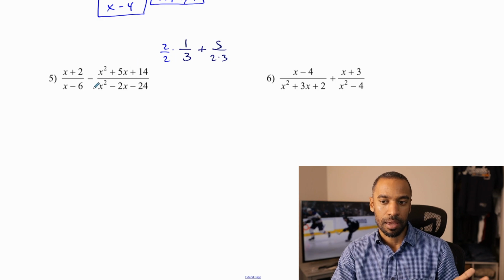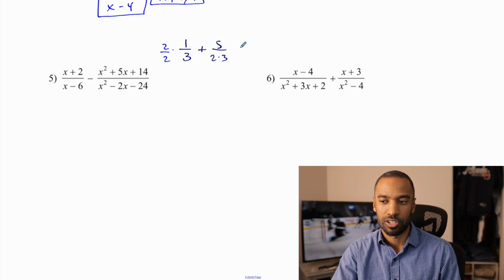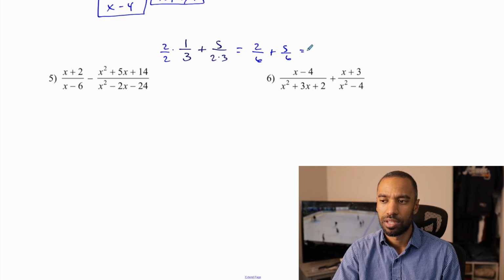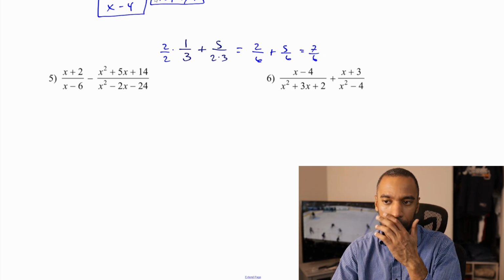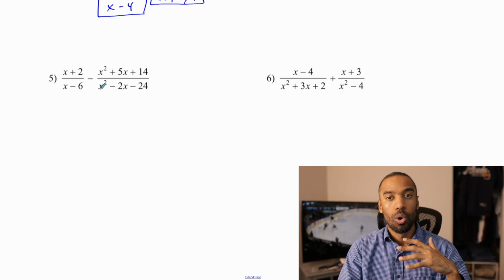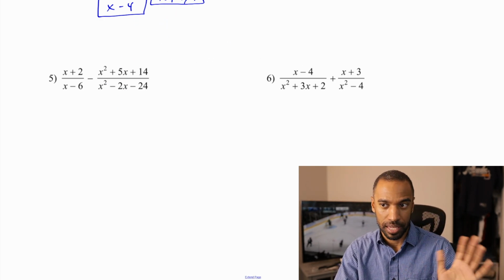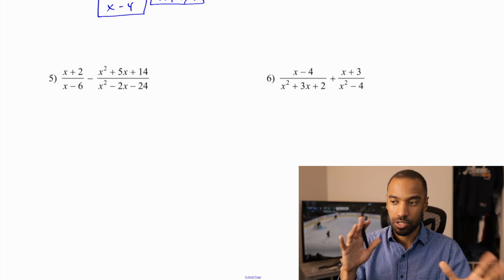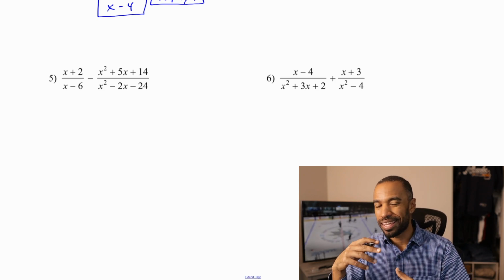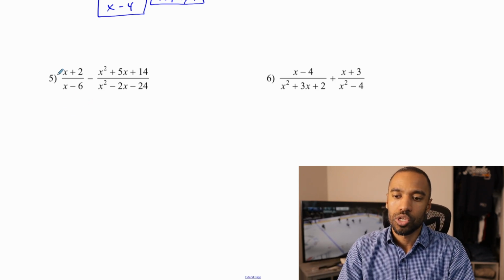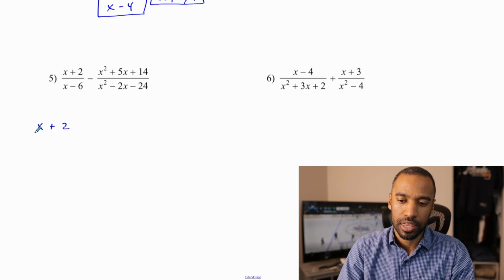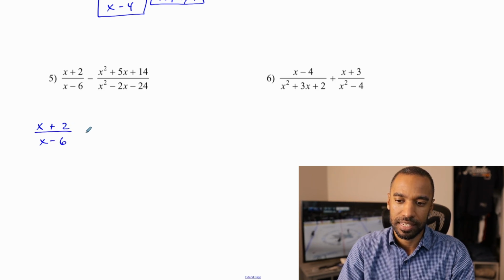In these numbers, we'll probably leave them factored, but here, of course, we can turn that into a 6, where we get 2/6 plus 5/6, 7/6, and keep going like that. But that's going to be the case here. Look at what factors are missing in the other thing, and that's what you want to multiply in to get the common denominator. So on number 5 here, x plus 2 over x minus 6, I can't simplify that down further.